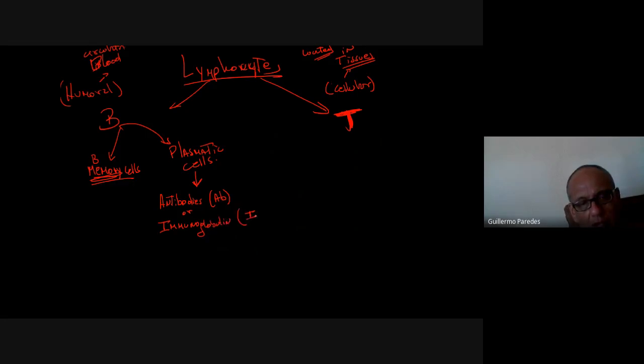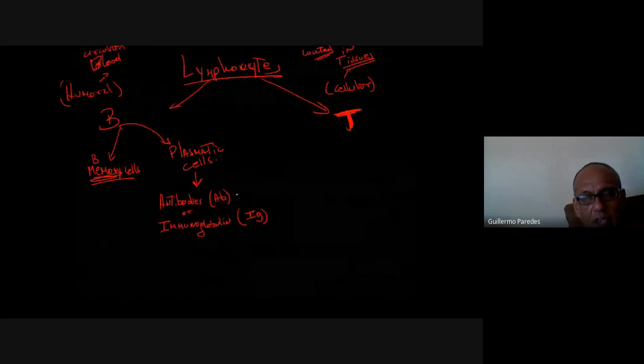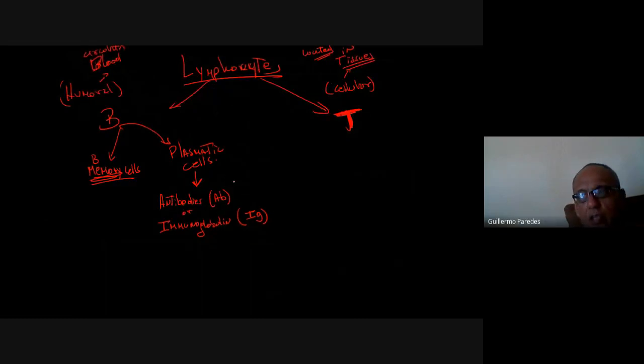Immunoglobulin by shorthand is IG. So IG is the same as saying AB. Are we okay with that? Okay. So these antibodies or immunoglobulins, please, if I ask you, you need to answer this. These antibodies or immunoglobulins are proteins.